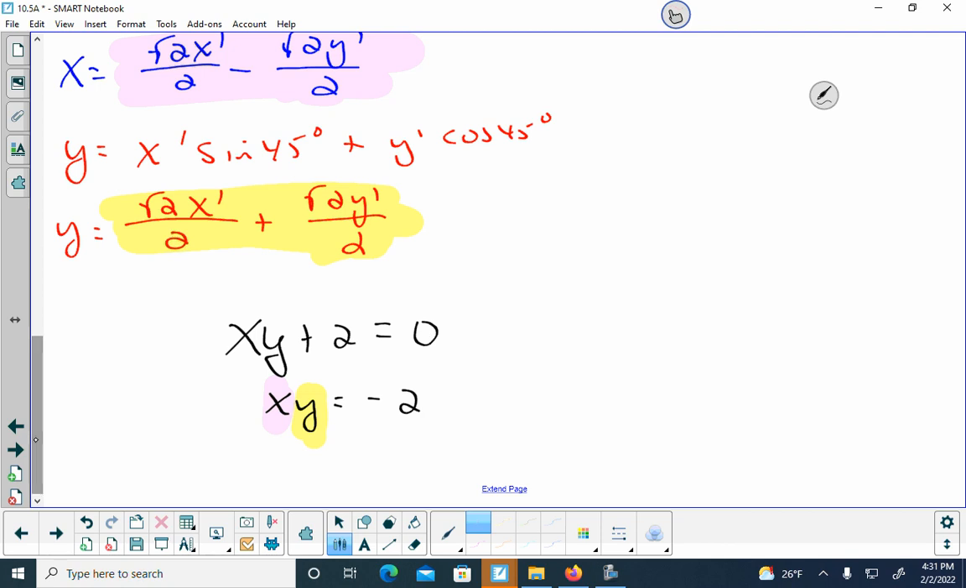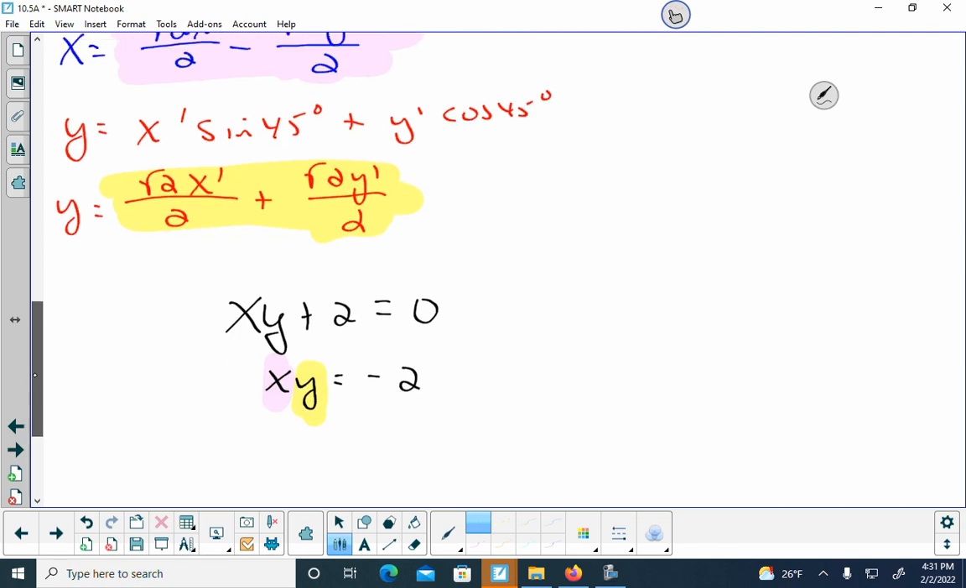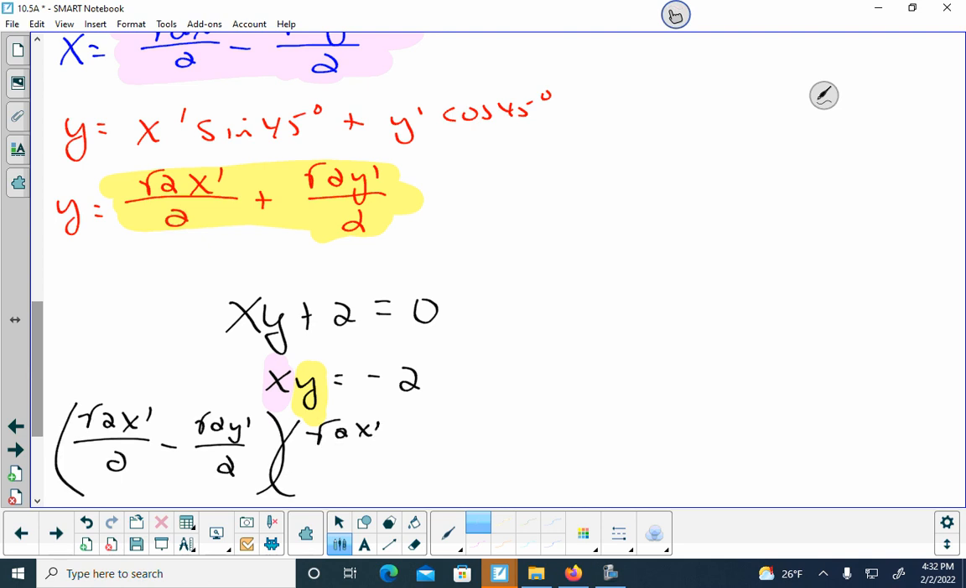So my x is the square root of 2 x prime over 2 minus the square root of 2 y prime over 2. My y is the square root of 2 x prime over 2 plus the square root of 2 y prime over 2. And this whole thing is equal to negative 2. Now I'm going to FOIL.